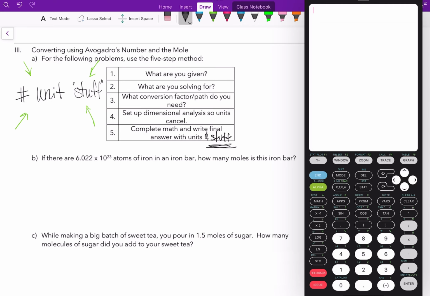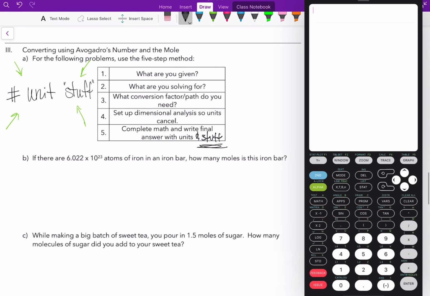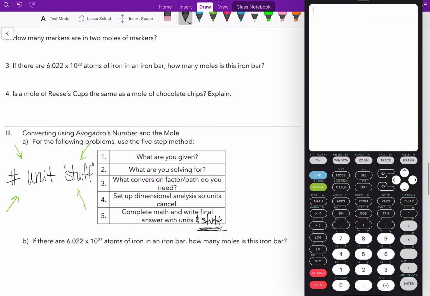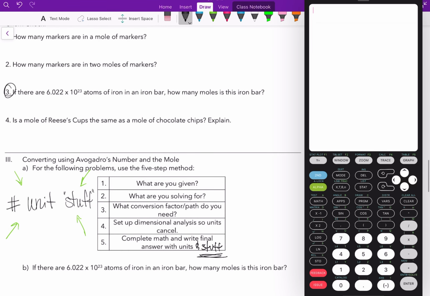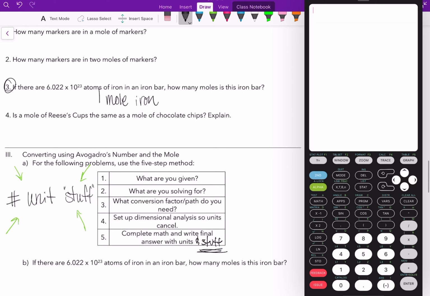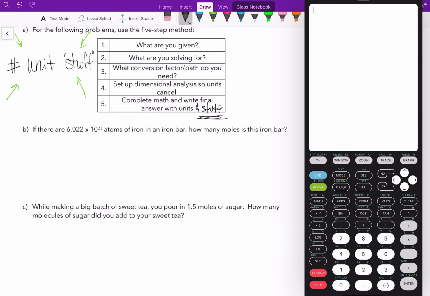Okay, here we go. Your first problem says if there are 6.022 times 10 to the 23rd atoms of iron in an iron bar, how many moles is this iron bar? The reason I chose this one to start with is because it's the same as number 3 up here. So conceptually, you already know the answer is 1 mole of iron. That's really helpful for starting out, so that you understand what's happening conceptually. And we're starting off with an easy problem so you can pick up the pattern of how to solve these. I'm also going to try to color coordinate some things so you can see what is going where. So we're going to walk through our 5 steps.